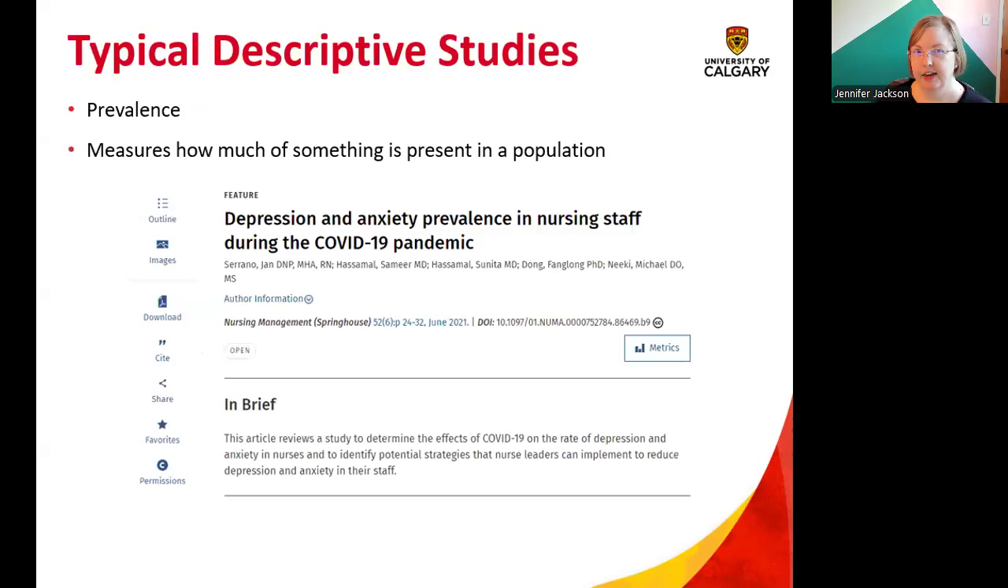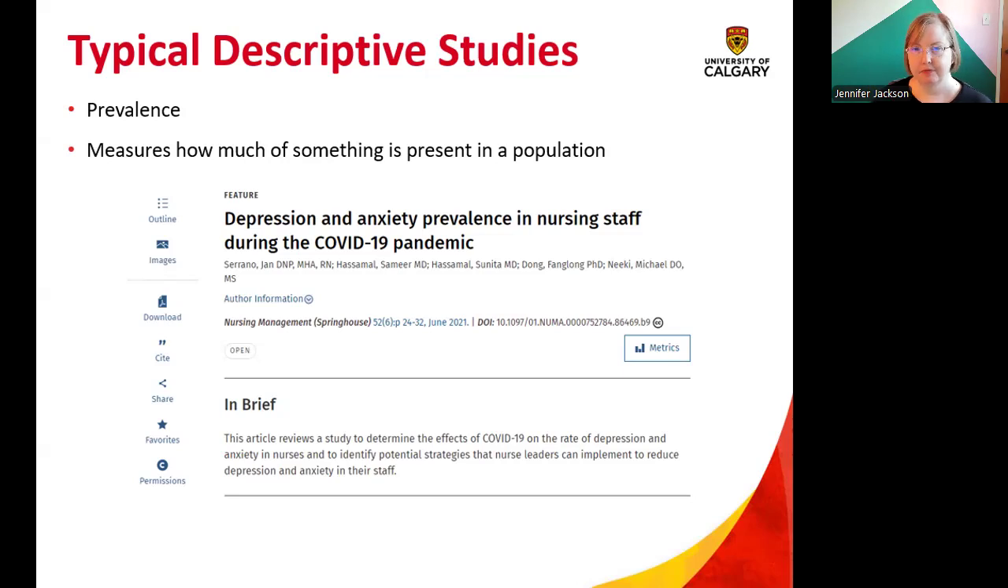So a typical descriptive study, so prevalence, which is often used to measure disease burden in a given population. So we're looking at the example here, depression and anxiety prevalence among nurses during the COVID-19 pandemic. So we look at, okay, we're in the context of the pandemic, what are the rates of depression and anxiety among nurses? So it's quite straightforward in terms of design, but it's also extremely valuable to tell us how is our nursing staff doing in this context.